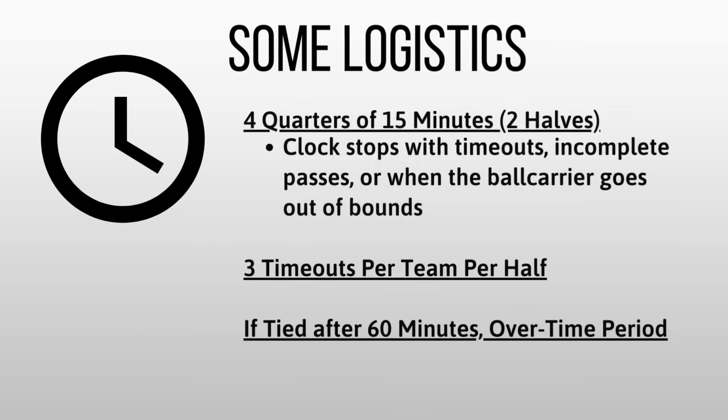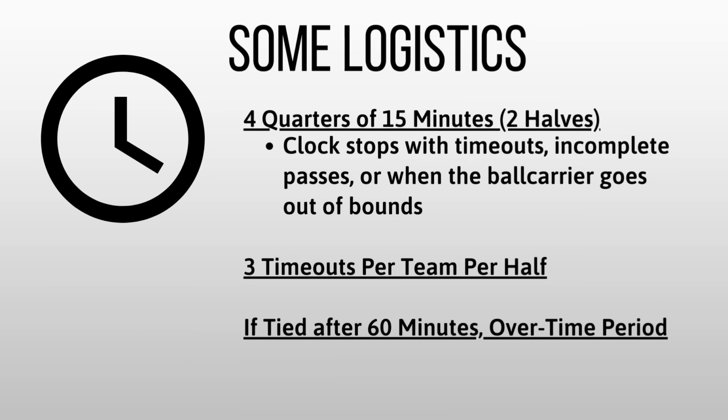And lastly, just some very brief logistics. In both college and pro football, you'll have 4 quarters of 15 minutes each, that's separated into 2 halves. The clock will stop with timeouts, incomplete passes, or when the ball carrier goes out of bounds. Each team has 3 timeouts per half, and if the game is tied after 60 minutes of play, we'll go to overtime.